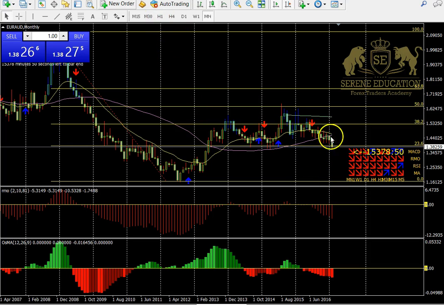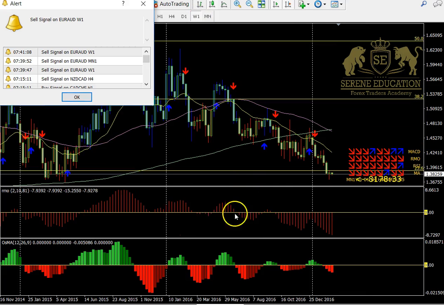So what we're going to do is look at the fact we've got a red arrow, red candle, RMO is below, OSMA is below and bright, so our FXTU part of the strategy is set up, and price is trading below the three moving averages. So we drop down now onto a weekly.